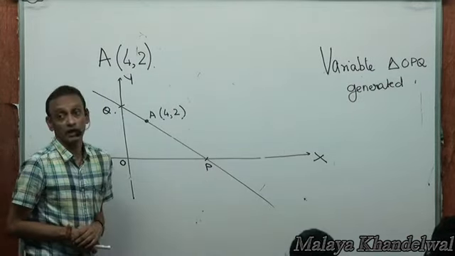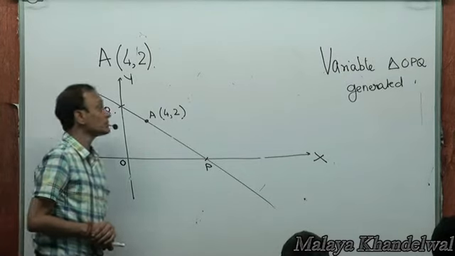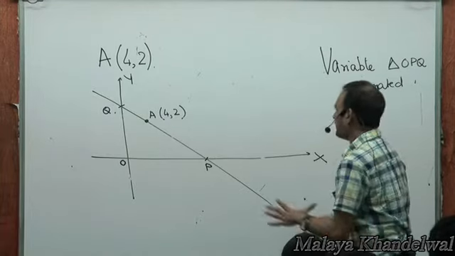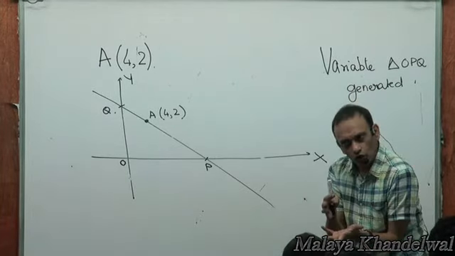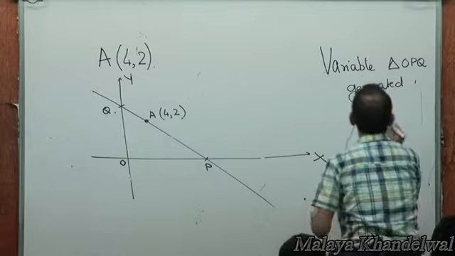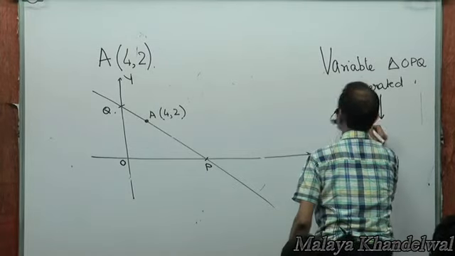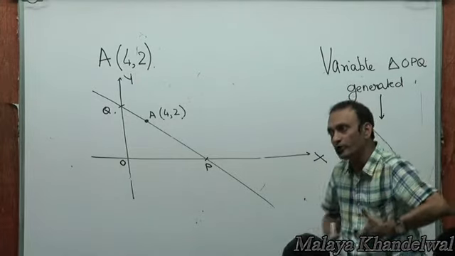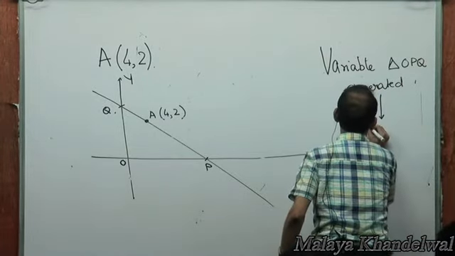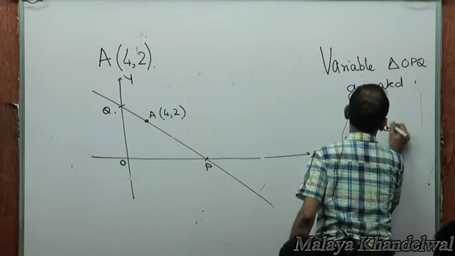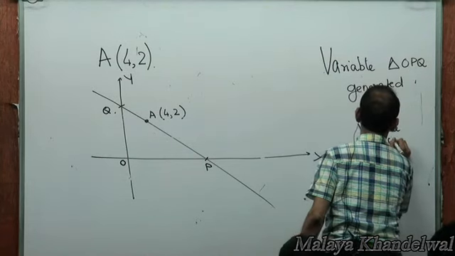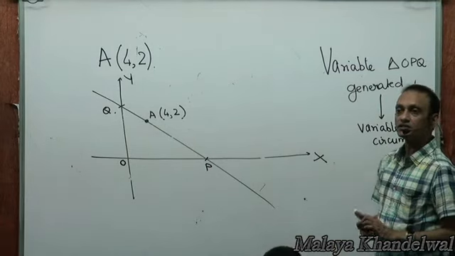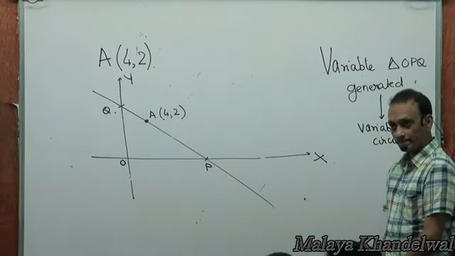Now, at every instant of time, there is a circumcenter of this triangle. Yes or no? I have different OPQs, and each OPQ will have a circumcenter. So there is a variable circumcenter, because if the triangle itself is variable, the circumcenter of this variable triangle would be a variable point. There is a variable circumcenter associated with this triangle, right?